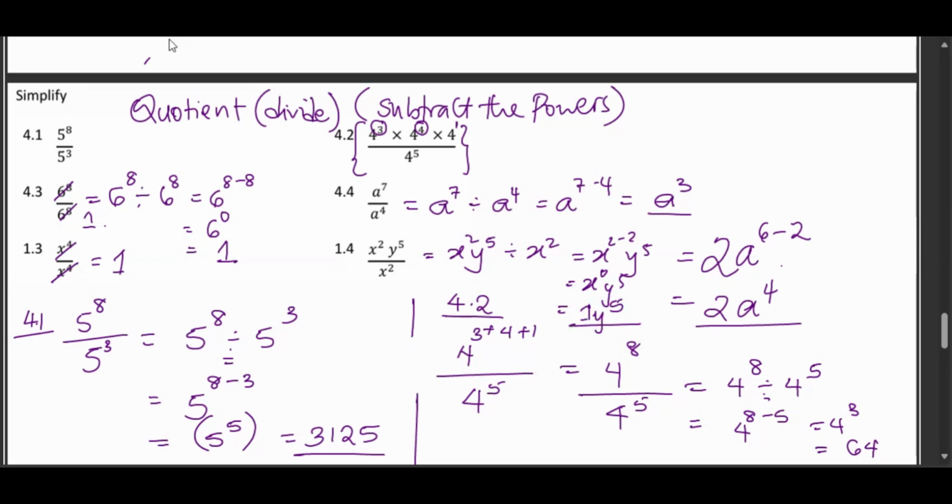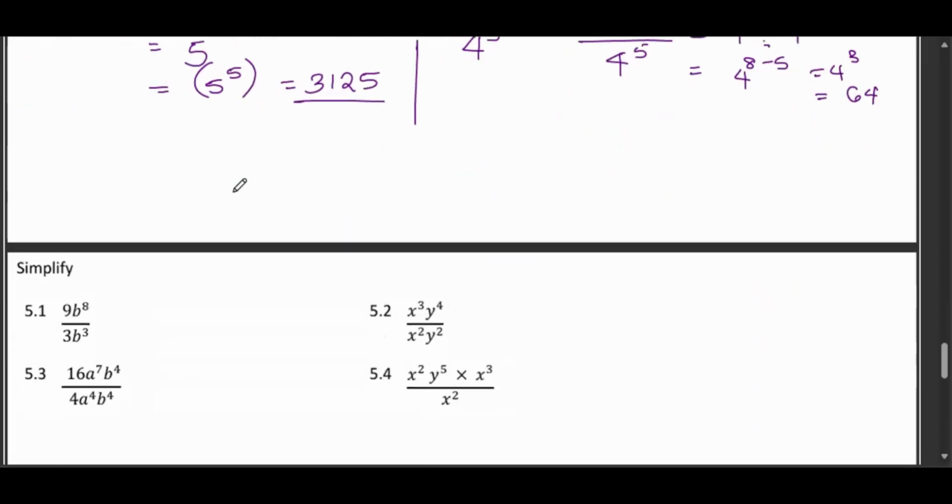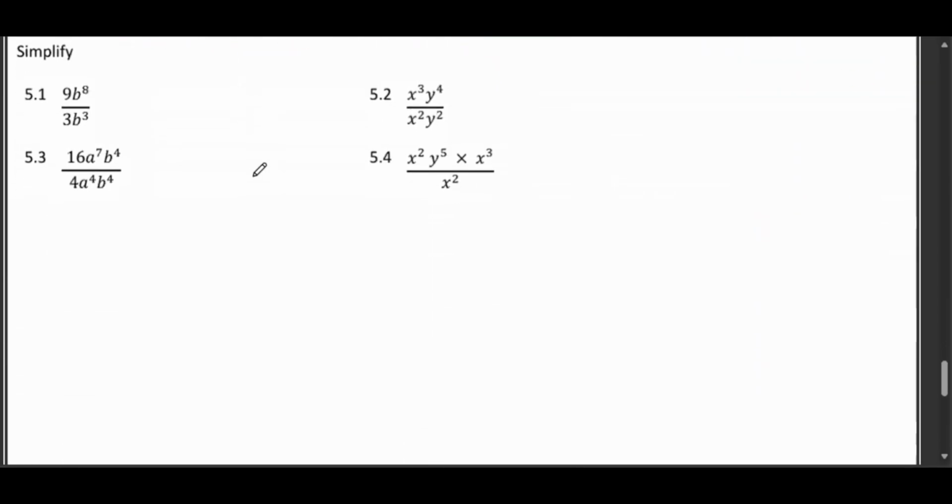We are looking at what we call the quotient rule. When we divide same bases with different powers, what do we do? Okay. Let's continue. We look at some similar questions. Simplify. We need to come up with the answer.